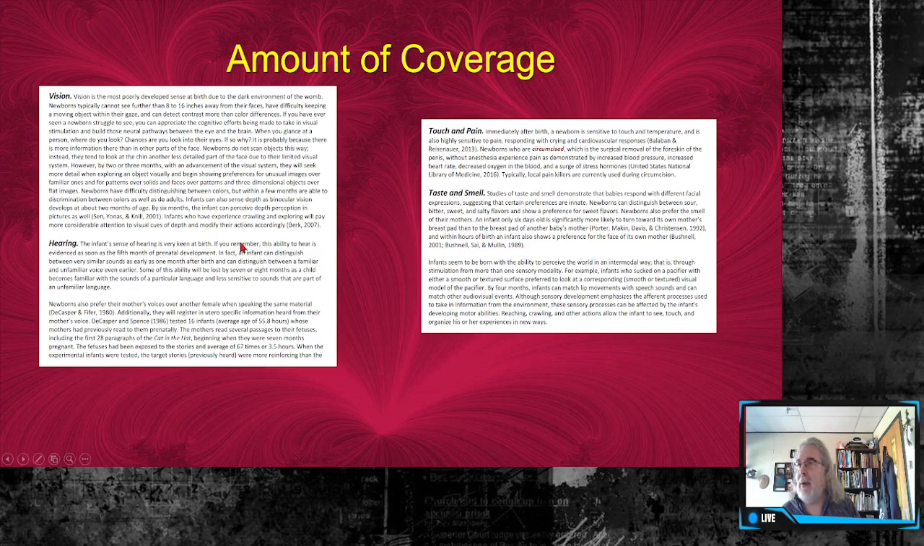So let's go back to this example I have on the screen. This is an excerpt from a textbook that's discussing the sensory development of infants. Let's compare the coverage for each sense to determine what's most important. We can see there's quite a bit of information about vision and hearing. But when we look at touch and pain, there's not as much, and there's quite a bit about taste and smell. So you could assume from this that touch and pain may not be as important a topic because the textbook didn't spend as much time talking about it.